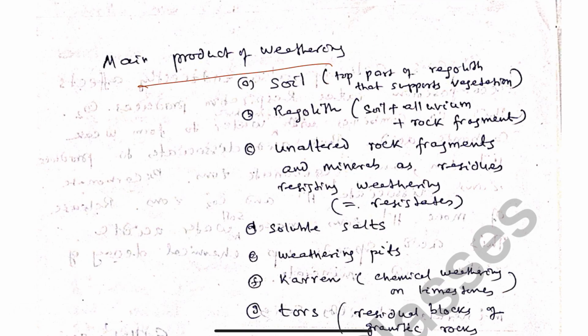Then what are the main products of weathering? Let us discuss. The main product, or the end product, of weathering is soil formation. The top part of the regolith that supports the vegetation is the soil. Regolith is a bit coarser.